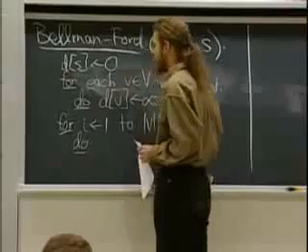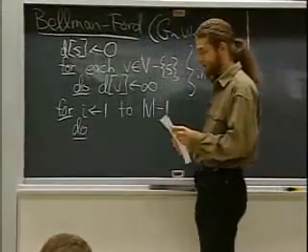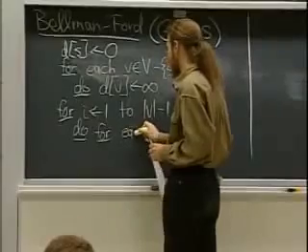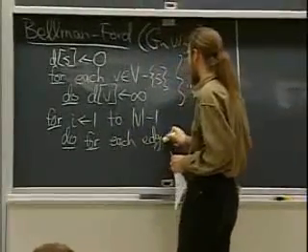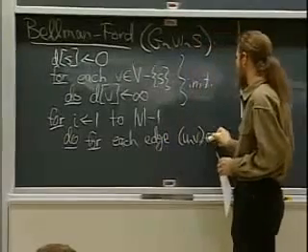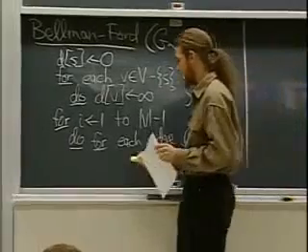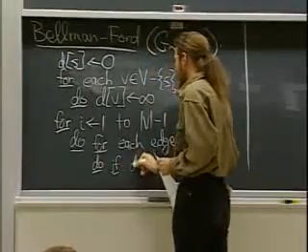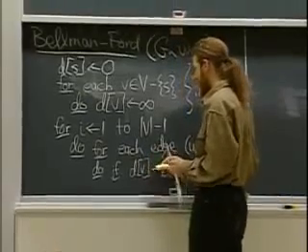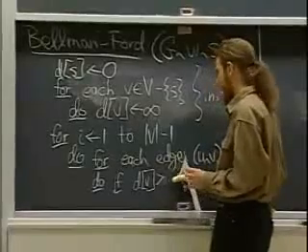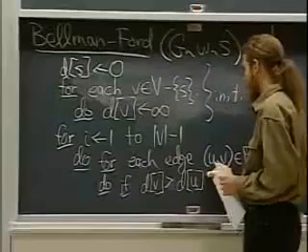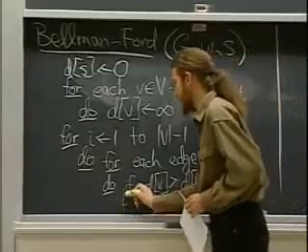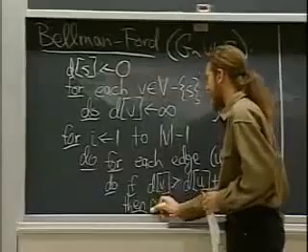And now we have a main loop, which happens V minus 1 times. We're not actually going to use the index i. It's just a counter. And we're just going to look at every edge and relax it. It's a very simple idea. This is, if you learn about relaxation, this is maybe the first thing you might try. The question is, when do you stop?